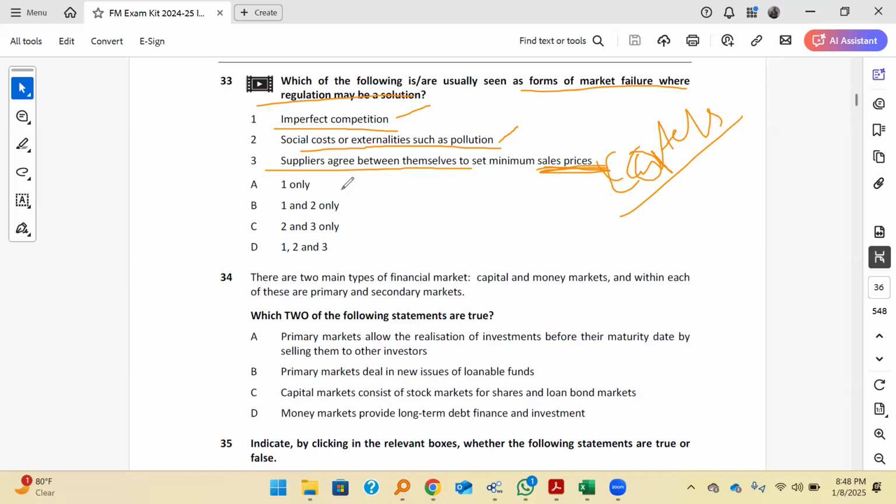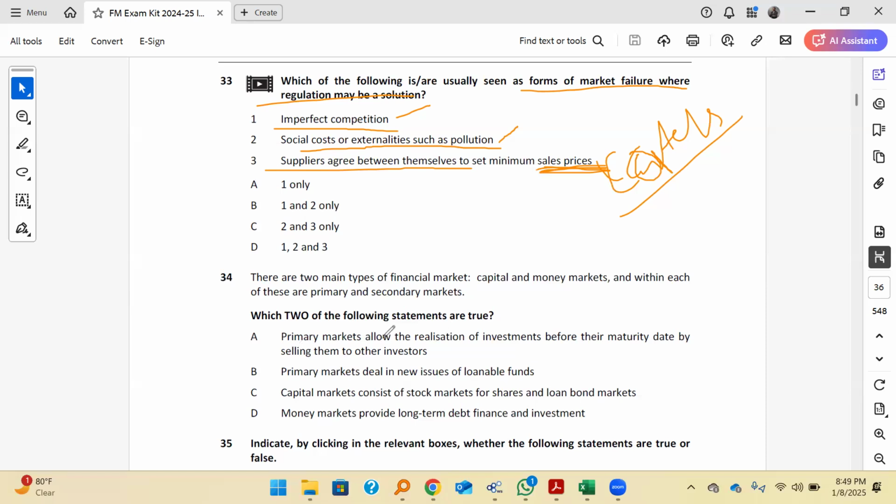If we continue, there are two main types of financial markets: capital and money markets. Like we said, of course, the capital markets are the ones that we are also calling the stock markets. And each of those has its primary and secondary markets. I was asking which two of these statements are correct. So here, what we want to do is to see what we are looking out for: primary markets, secondary markets, capital, and money markets.